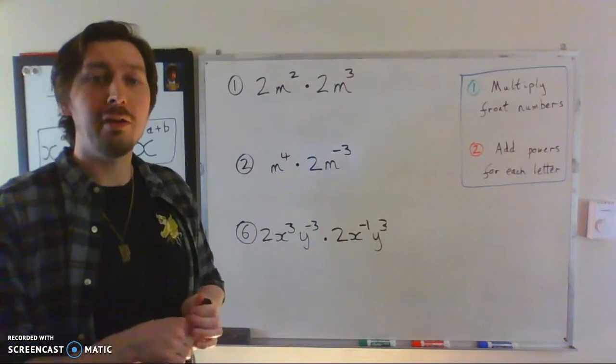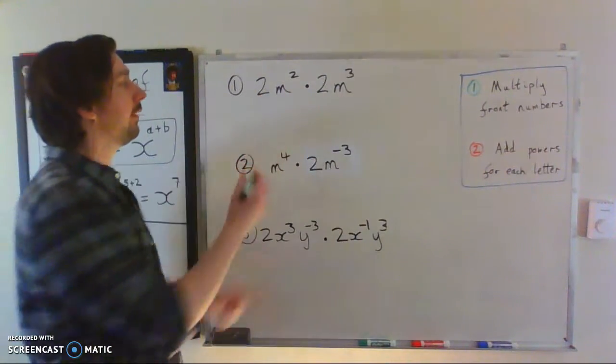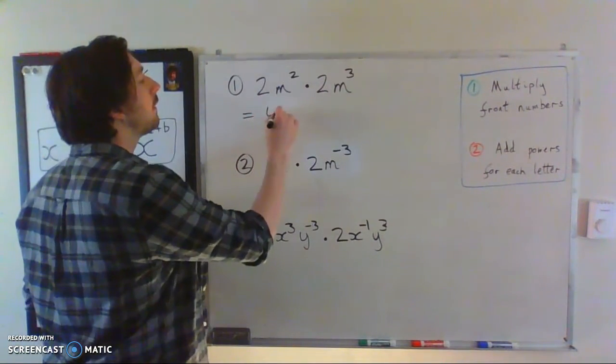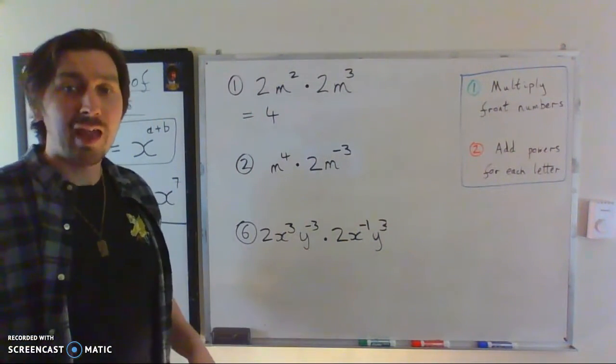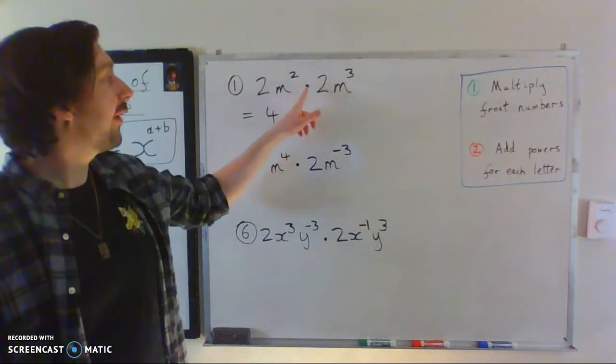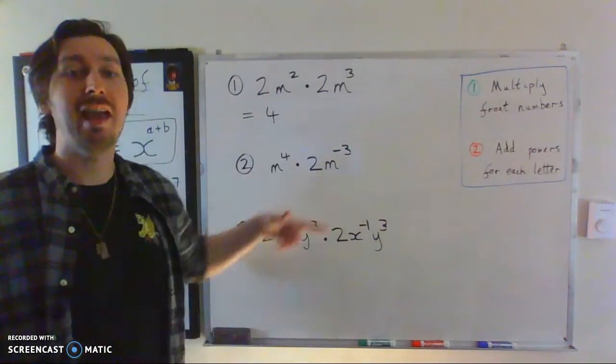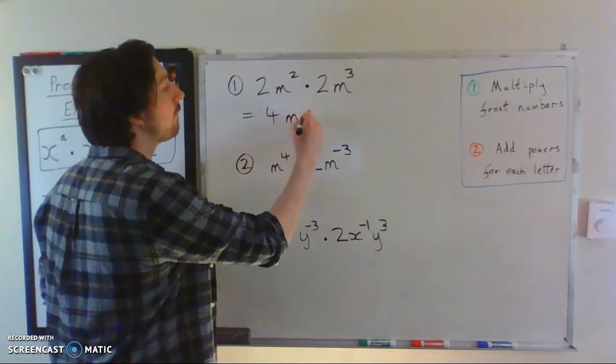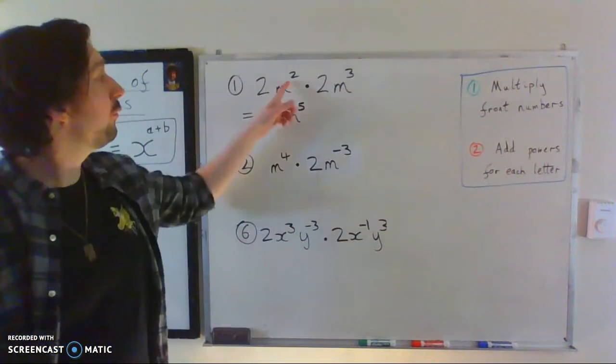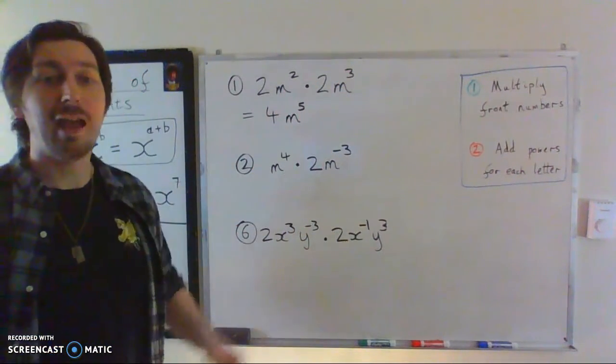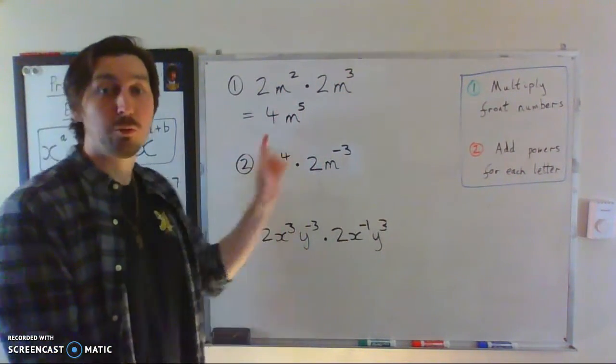So let's do question 1. I multiply the front numbers. 2 times 2 is 4, and m^2 times m^3 is m^5, because 2 plus 3 is 5. And it's really as quick as that for a question like this.